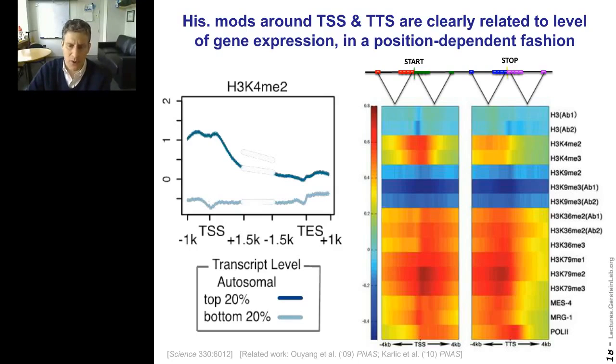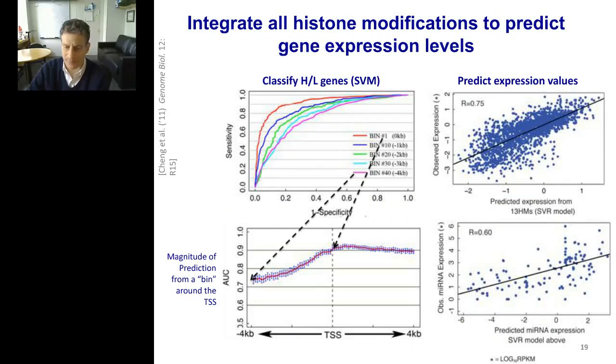So now what we're going to do is put all of these things together into a mathematical model, and that's what's shown on slide 19. And so we're going to put them together into two mathematical models. The first mathematical model we're going to make is simply a classification model, and we're going to use this particular type of classifier called a support vector machine. I'm not going to describe it in detail, but basically it puts the correlations from a lot of the different marks together. And what we try to do is classify genes as highly expressed versus lowly expressed.